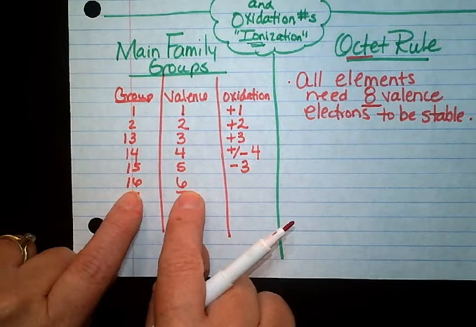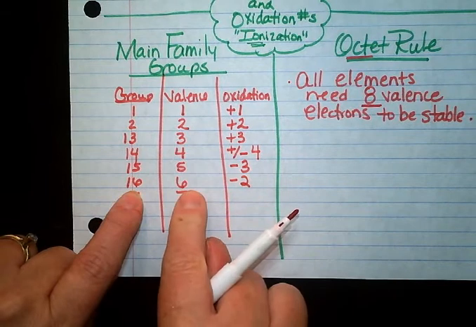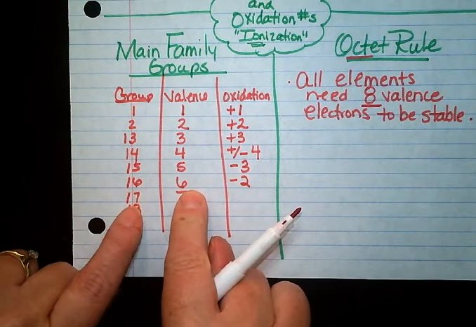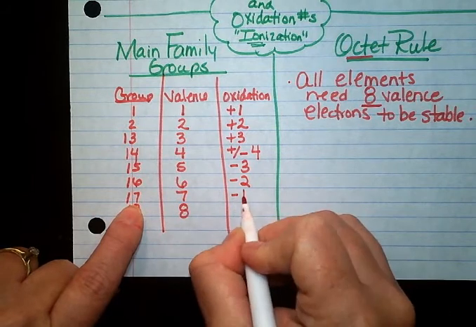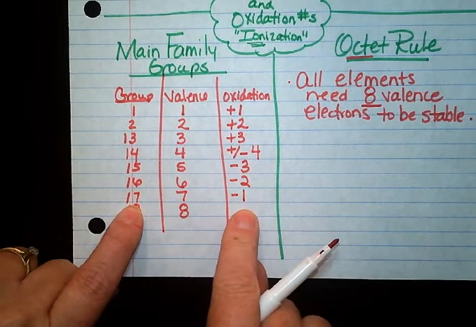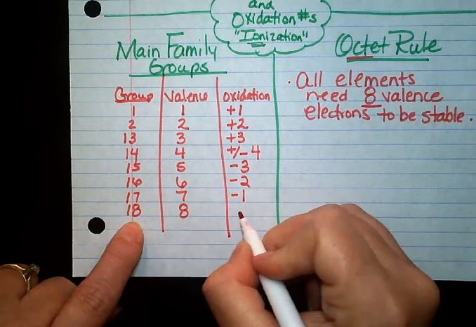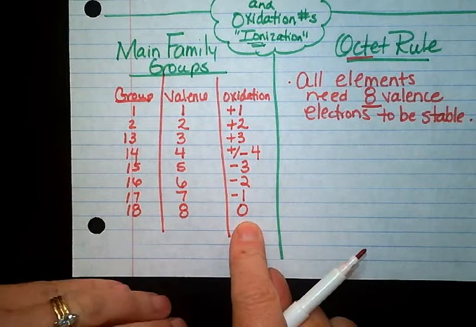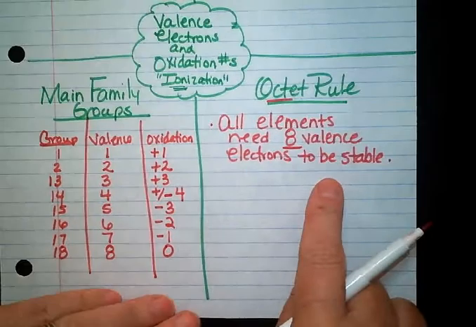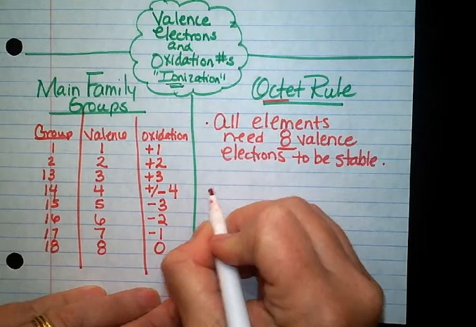Same thing here, family group 16 has 6. So in order to get 8, it needs to gain 2. It doesn't want to let go of its 6 because it's over halfway full. When I'm in 17, they have 7. So everything in there wants to gain 1 electron so that it will get to 8. And then family group 18 has 8, so what you need to know is that the oxidation number is 0, meaning it is not going to gain, it's not going to lose, because it is already stable.